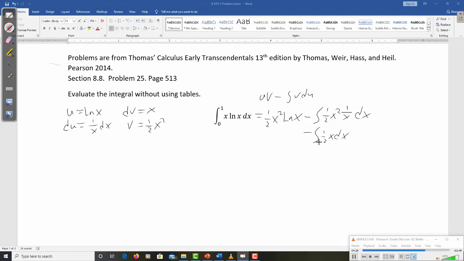So that's just going to be minus the integral of 1/2 x dx, which is just going to be 1/4 x squared. So you've got 1/2 x squared ln of x, from 0 to 1. Now, 1 is fine. 0 is the problem here, because natural log is undefined there. So we're actually doing this, the limit as c approaches 0 from the right of, let's do a little bit of factoring out here.